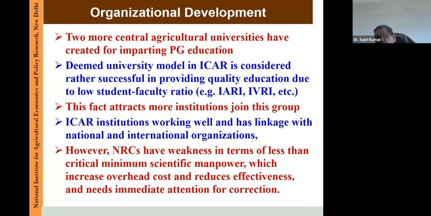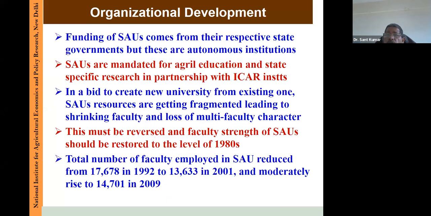However, the problem with the NRC is that it is weakening because of the smaller number of critical scientific manpower, which is increasing the overhead cost and reducing the efficiency, and it needs immediate attention for correction.